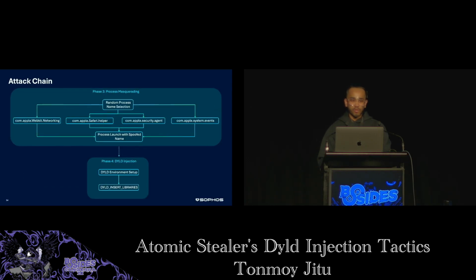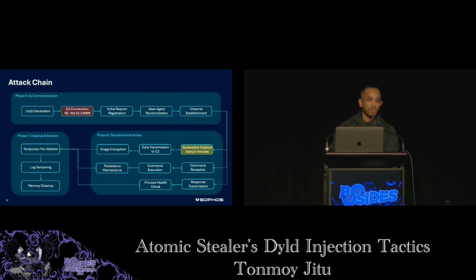For phase 3, it goes into process masquerading. It finds a random process from one of the selection of 4 and launches it with a spoof name. After that, for phase 4, it does DYLD injection, where the DYLD environment variable is set up using the DYLD inside libraries. And for phase 5, it performs communication back to the C2. So you have C2 communication being established. It also uses a user agent. And in terms of phase 6 for operational activities, it does screen capture every 5 minutes and transmits that data back to the C2.